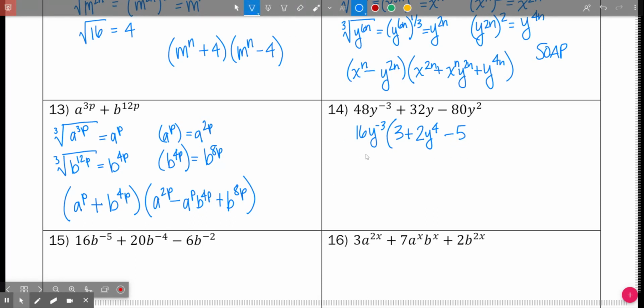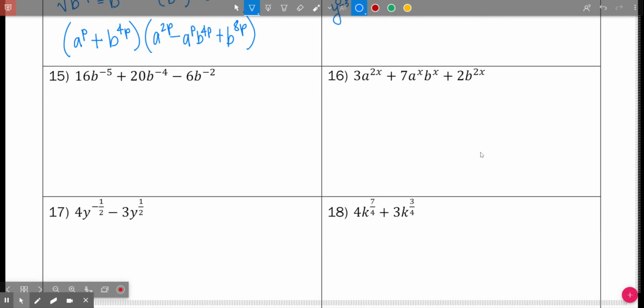Now I have y squared divided by y to the negative third. Well, this is 2 minus negative 3, so that's y to the fifth. And I can't do anything else with that. Okay? In order to use quadratic form, my exponents have to be even, and one has to be half of the other. And 5 is not even, it's odd, and 4 is definitely not half of 5. So this is my final answer.